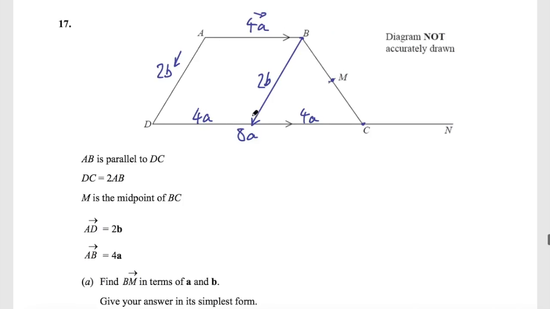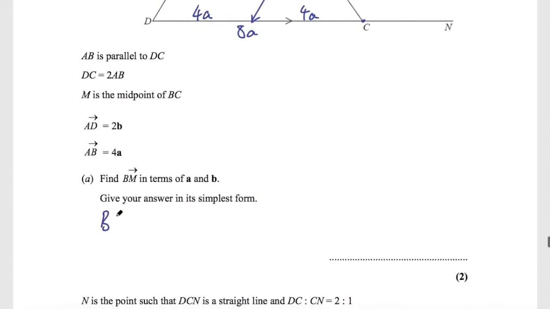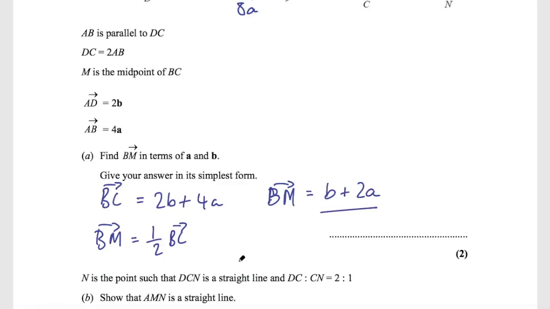So you can do that a couple of ways. Probably the easiest one to see is just to go from B to A to D to C. So we can say BC equals 2b plus 4a, and then BM must be half of that. So BM equals a half BC. So BM must equal b plus 2a. And that's your final answer for part a.